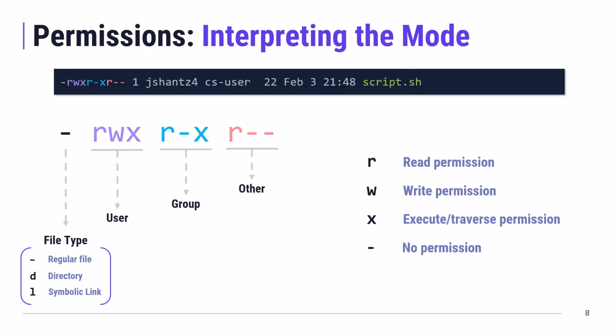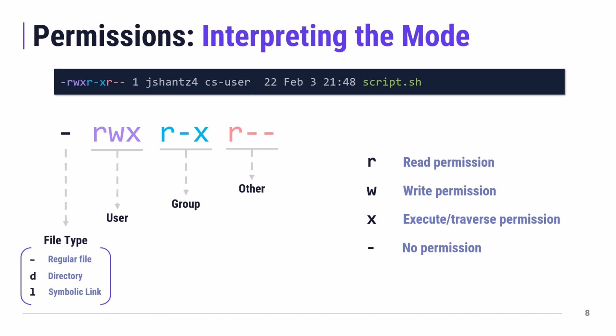Now, the next 3 bits are the permission bits for the user, for the owner of the file. And rwx stands for read, write, and execute. We're going to understand what those mean in a little bit, but just know for now that the next 3 bits are for the user, and then we have the next 3 bits for the group owner of the file, and then the final 3 bits are for everybody else on the system.